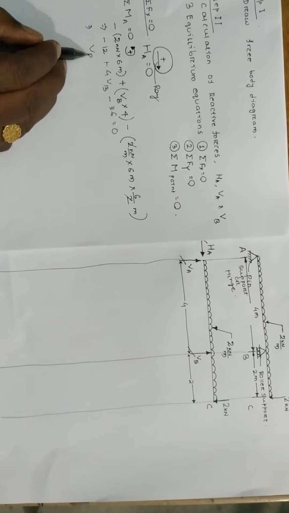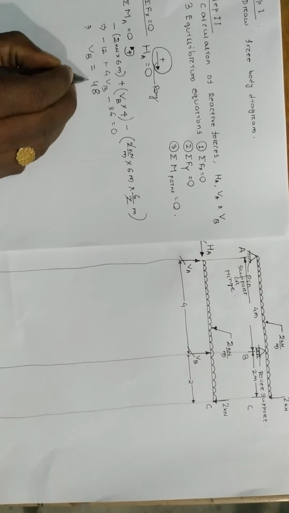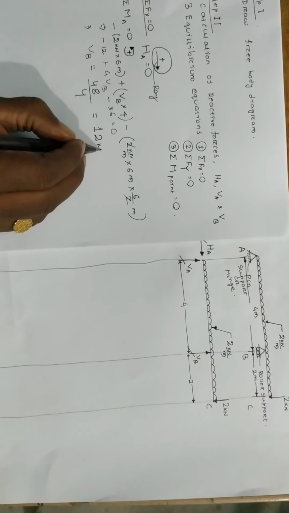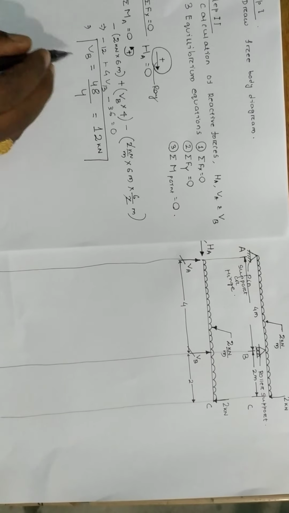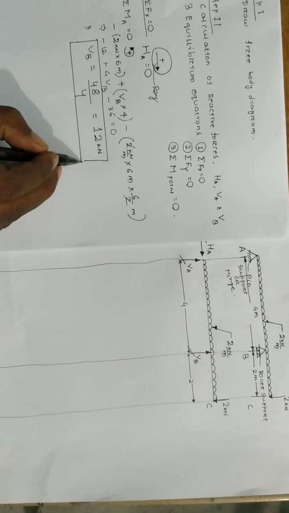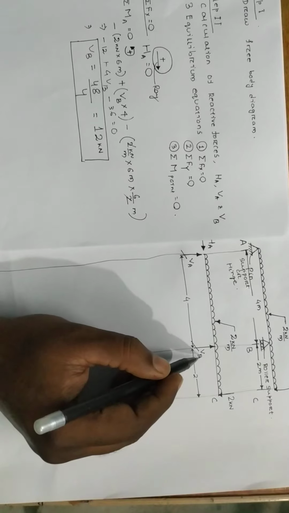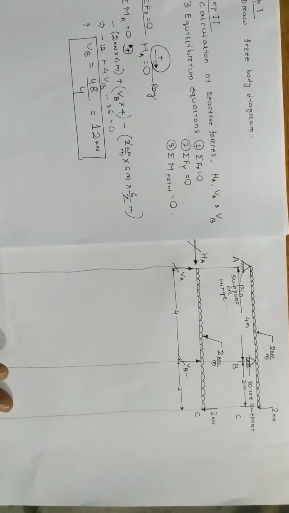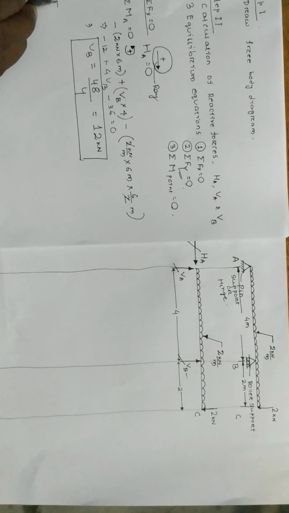So VB will be 48 by 4, it will be 12 kilonewton. So VB is coming 12 kilonewton. Okay, so this is calculated VB, calculated VA. Now I can use summation of Fy. This equilibrium equation I can use. So I can write summation of Fy is equal to 0.